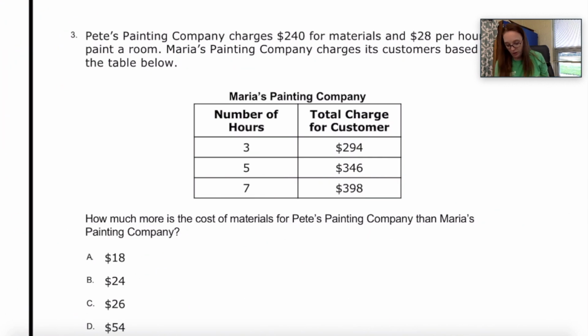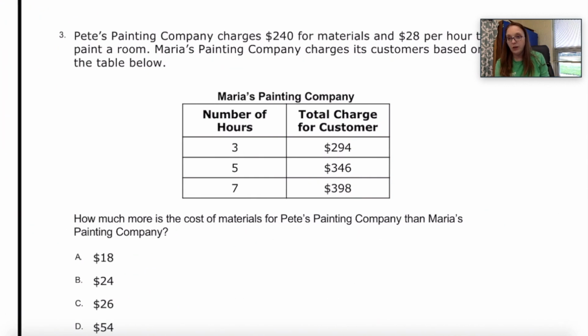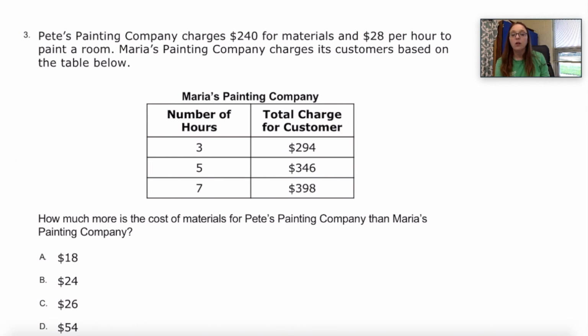Let's look at number 3, which is on the next page. It says Pete's Painting Company charges $240 for materials and $28 per hour to paint a room. Maria's Painting Company charges its customers based on the table below. How much more is the cost of materials for Pete's Painting Company than Maria's Painting Company?